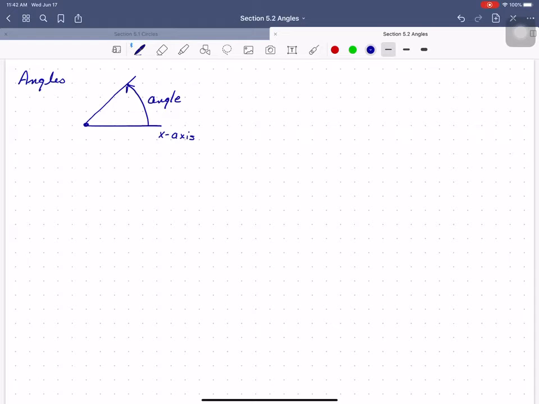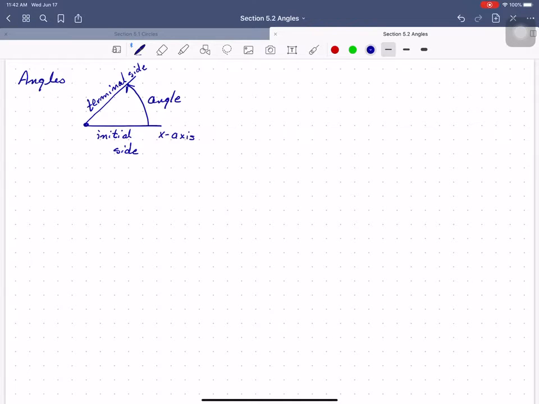And so we started from this side, from the positive x-axis, so we call this the initial side. And the place where we end is the terminal side.